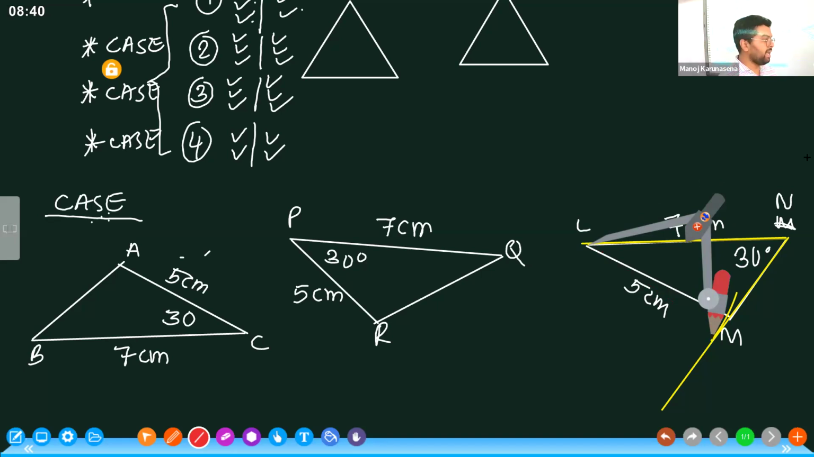Draw these three triangles quickly. Let's hurry up.